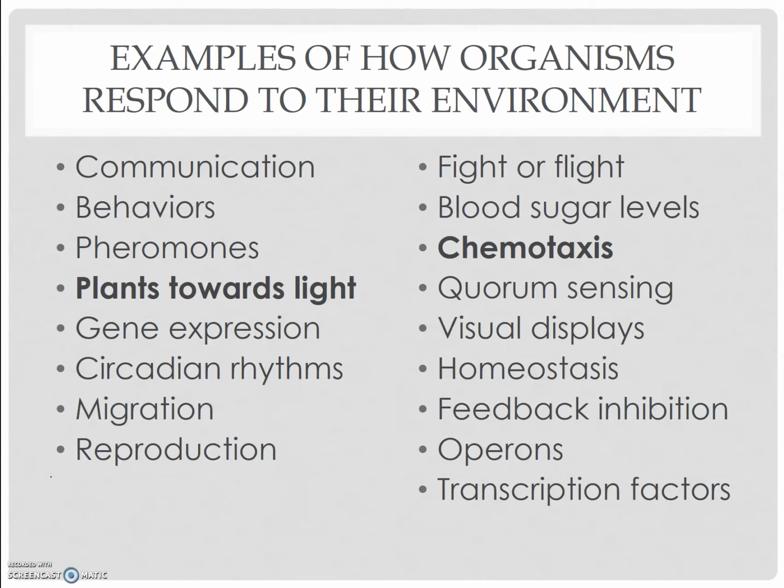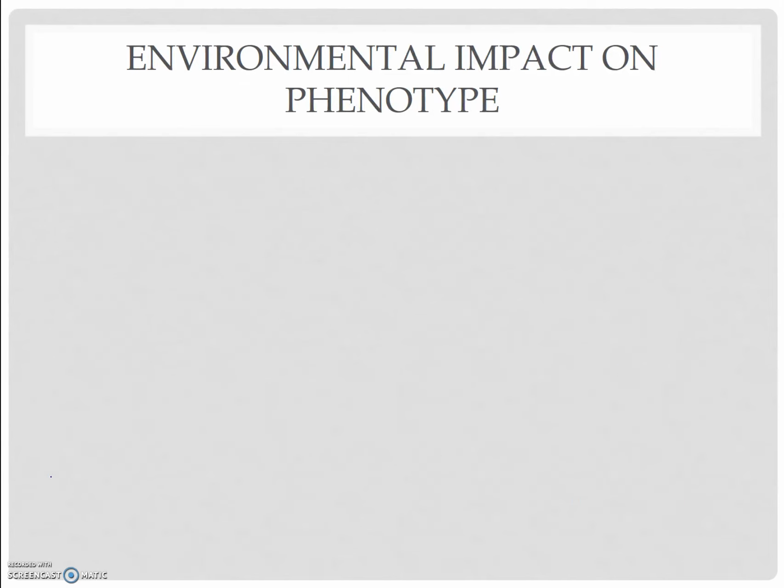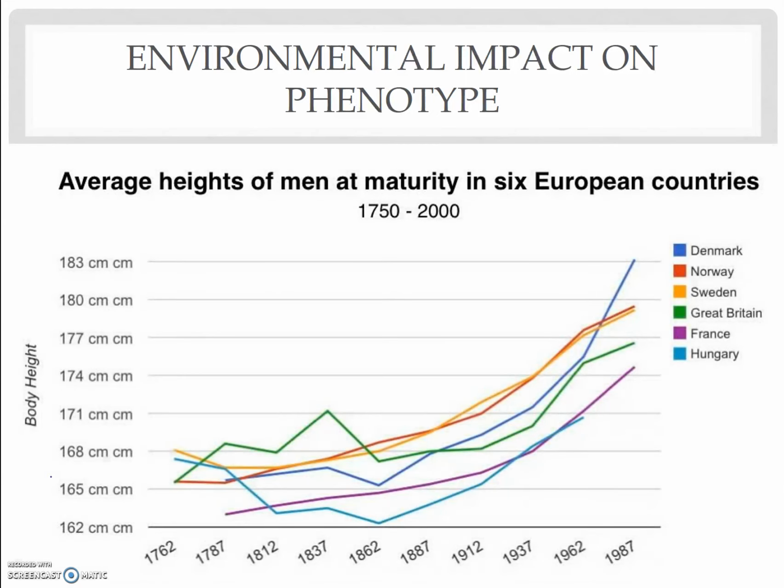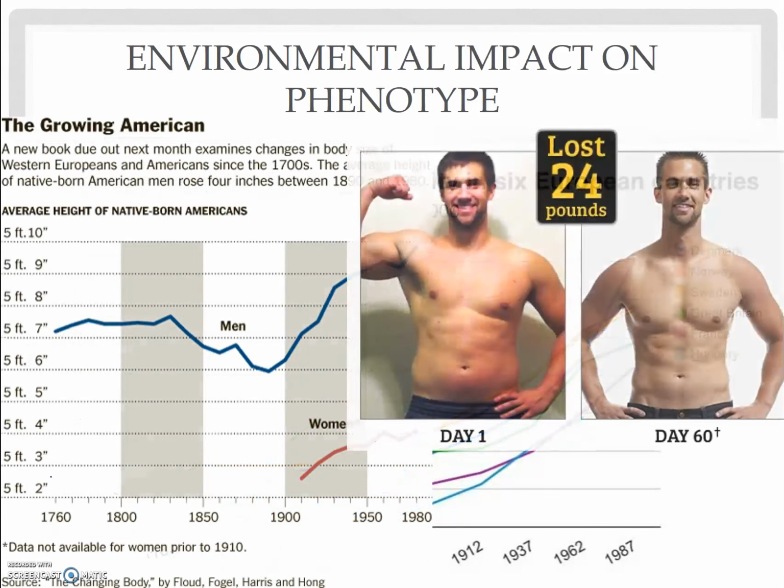You can always pause this slide and read it if you'd like. So when we talk about environmental impact on phenotype, you can see here that the average heights of men in European countries has actually increased in the last 250 years. And a lot of this has to do not with sexual selection or anything, but in reality from better nutrition. And so that actually allows the individual to grow to their full genetic potential when there is access to nutrients.